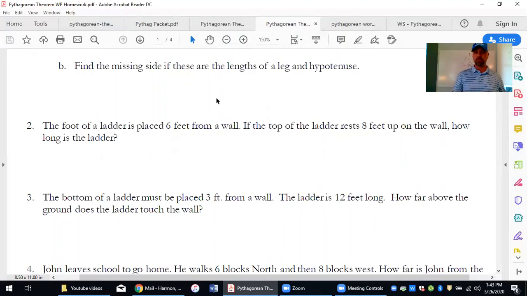Okay, so the foot of a ladder is placed 6 feet from a wall. When I'm doing story problems, and I really think it's a good habit to get into, you got to make sense of the problem, okay? If that means you draw a picture, you draw a picture. I like to draw a picture, especially with these. So I have a wall.